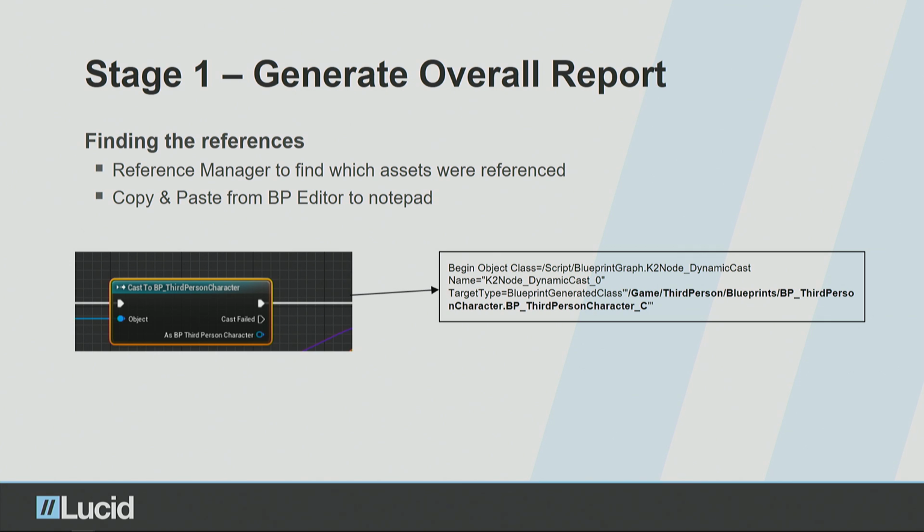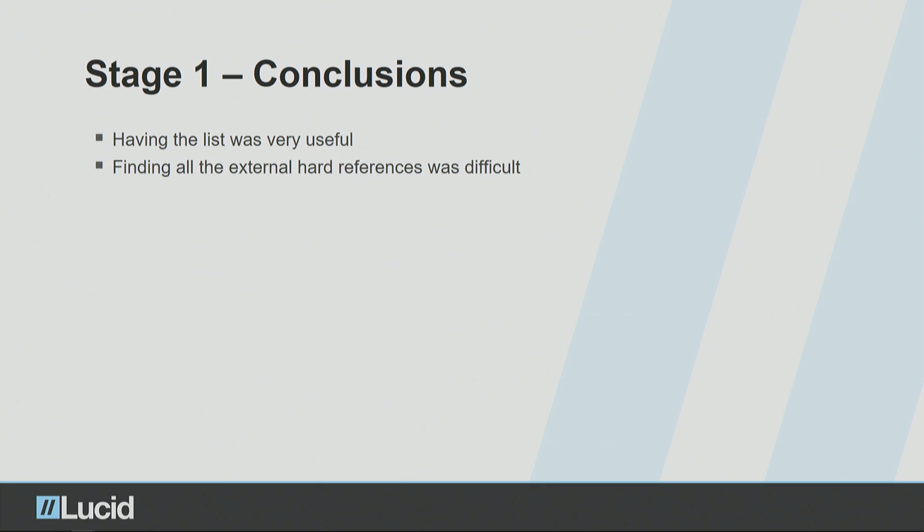But after this first stage, we just found that having a list was really, really useful. It kind of opened up the extent of the problem for us. We could see how many assets had dependency chains, how big the dependency chains got. But the thing that was really difficult was actually finding some of the references.